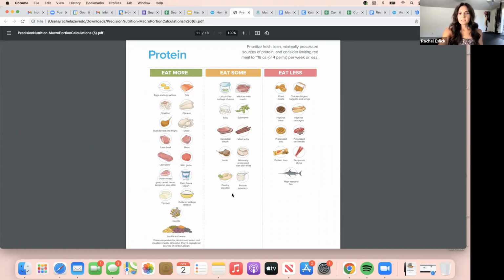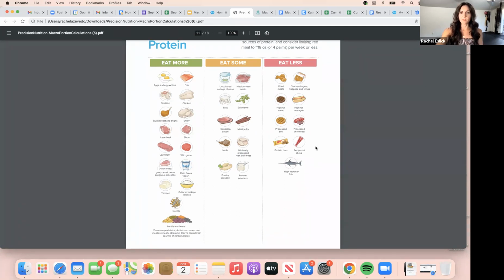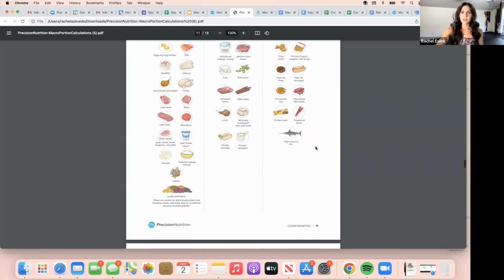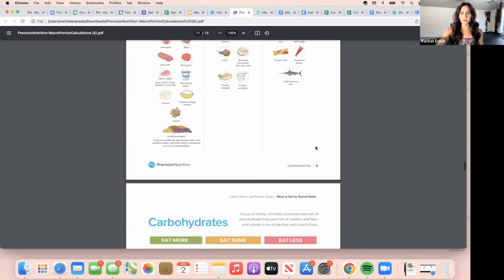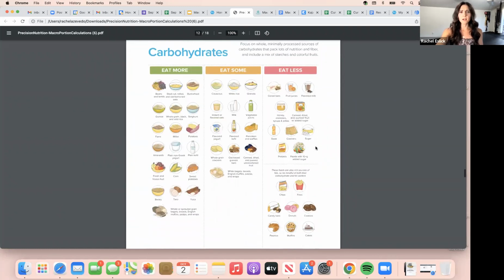Lentils and beans, eating some. So these are going to be proteins that are not as super awesome for you, but eating them is not going to derail you. Things like edamame, jerky meats, Canadian bacon. The things that we want to be eating less of are going to be fried chicken, fried whatever, high fat meats, sausages, pepperoni, things like that, that are going to be a lot more processed and have a lot more fat in them. Same with carbohydrates.